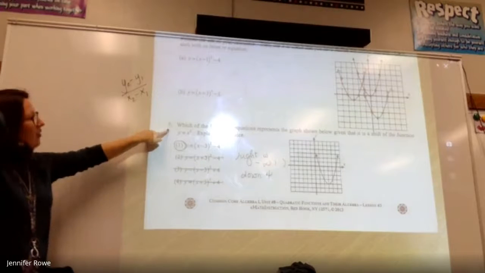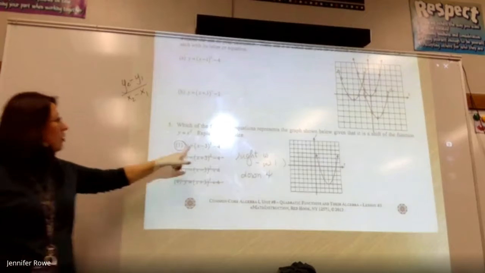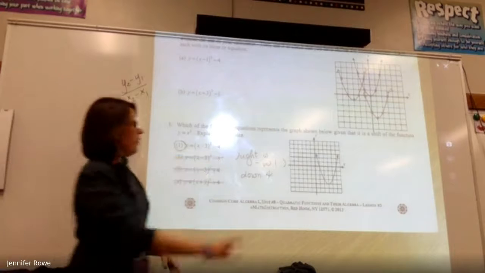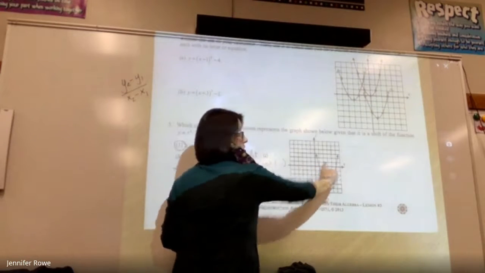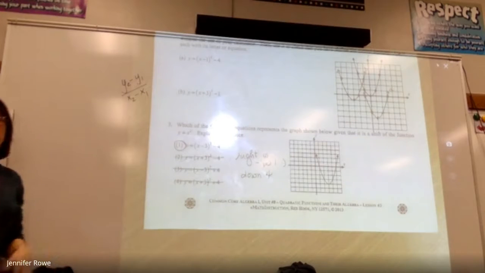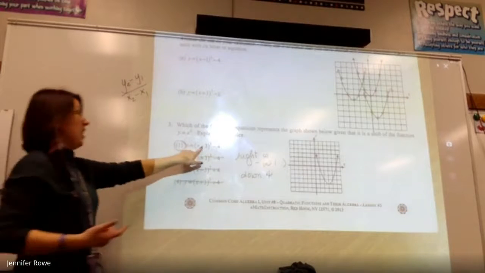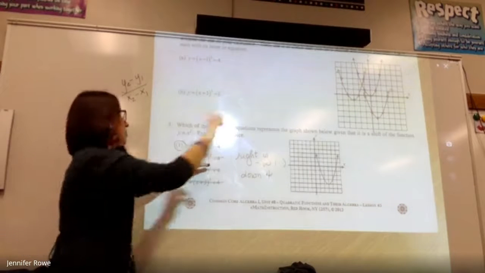Which equation represents the graph shown, given that it is a shift of the function y equals x squared? Okay, so how did I know that number one was the right choice? Well, first of all, the first thing that we looked at yesterday was whether it shifted to the right. If it shifted to the right, remember that word counterintuitive? It's the opposite of what you think because this is a negative. So in our heads, negatives are usually left. But it's actually shifted to the right.